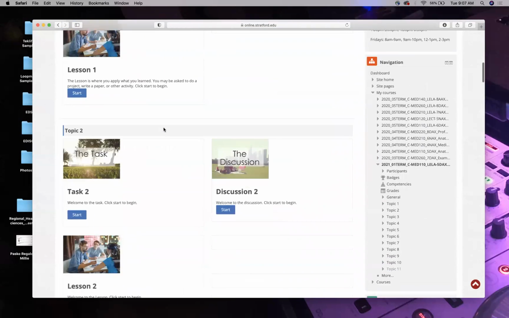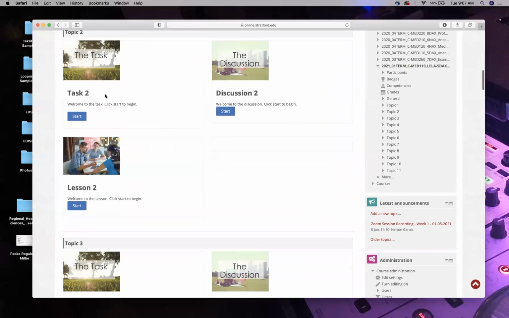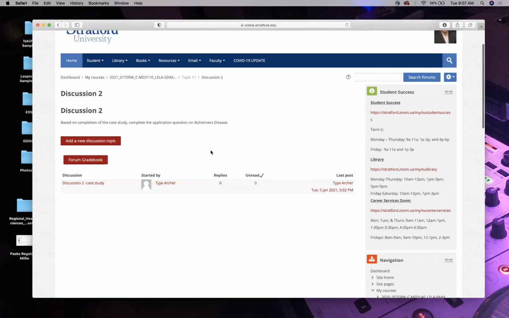In your lesson, that's task 2. You're going to have to make a concept map like what I just showed you. Discussion 2, of course. Thank you, Miss Archer. She already did hers.